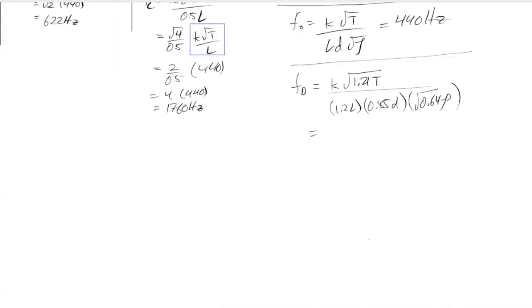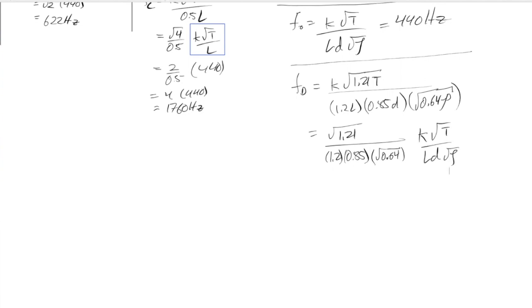Okay. So now, next step is we got to common factor out these numerical coefficients. So since this is under the square root and it's in the numerator, square root of 1.21 like this. This is in the denominator, so it all has to stay in the denominator. So that 1.2 in the denominator, 0.85 stays in the denominator. And the square root, we should clean that up a little bit there, all has to stay in the denominator. And then that becomes K, square root of T, L, D, square root of rho.